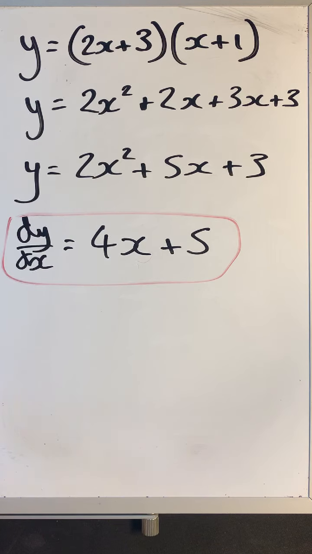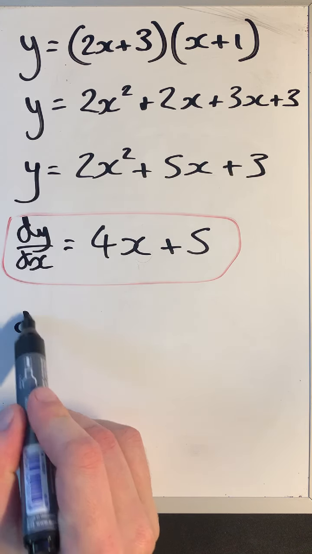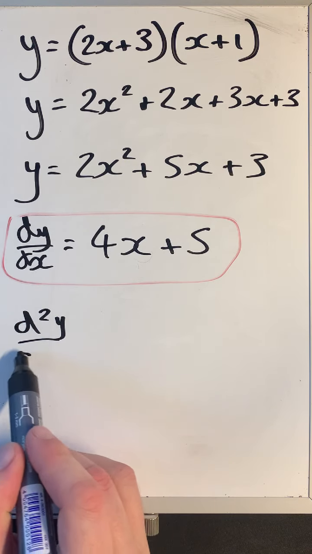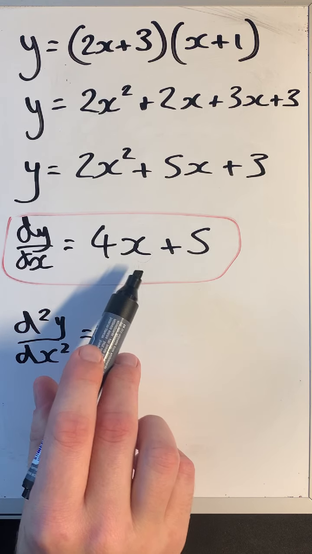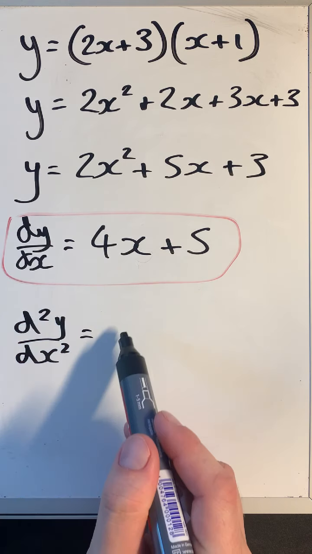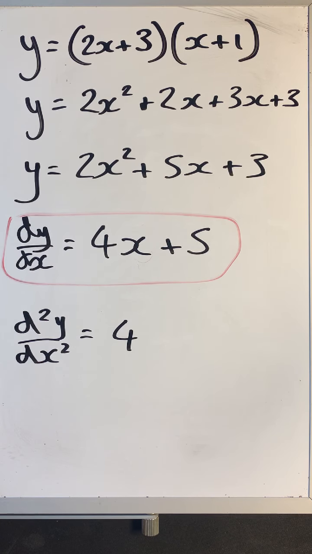Okay, so there's the first derivative of this. And of course, if you wanted to find the second derivative, then, for example, you would differentiate this. So just for a bit of practice, let's find the second derivative. So we differentiate 4x. Remember, it's a number times x, so you just end up with the number. Differentiate a constant, we get 0. Okay, so that's the second derivative.